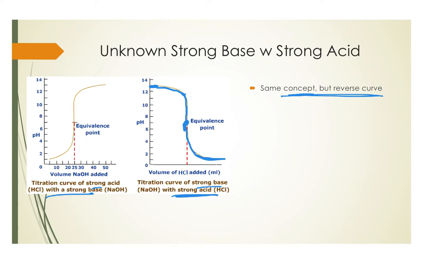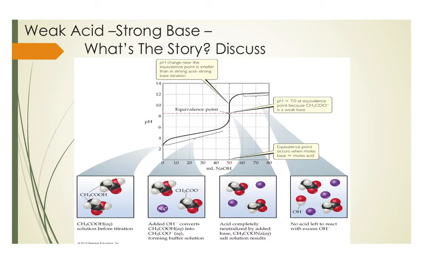And then after that, we have excess acid, and so again, our pH at that point would become the concentration of the excess acid. All right, so things get a little bit trickier and more interesting when we start talking about titrating a weak acid with a strong base. Okay, so once again, we're adding NaOH. This time we're going to use acetic acid in solution before titration.